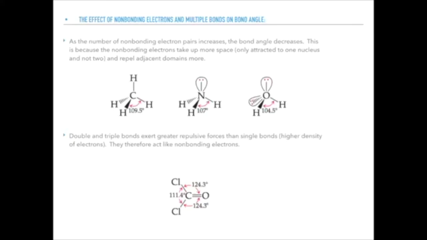So while you can memorize the traditional bond angles when you're not dealing with non-bonding electrons or double or triple bonds, as soon as you add non-bonding electrons or double or triple bonds, the bond angle will change, and you simply need to know if it's going to increase or decrease the bond angle.